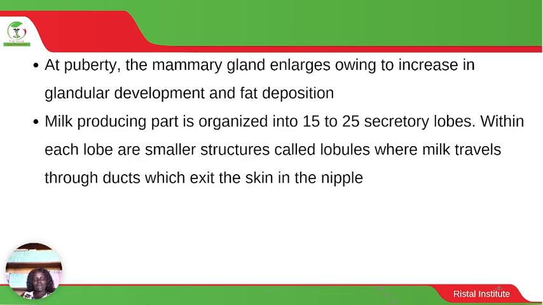At puberty, the mammary gland enlarges owing to increase in glandular development and fat deposition. The milk producing part is organized into 15 to 25 secretory lobes. Within each lobe are smaller structures called lobules, where milk travels through ducts which exit the skin in the nipple.